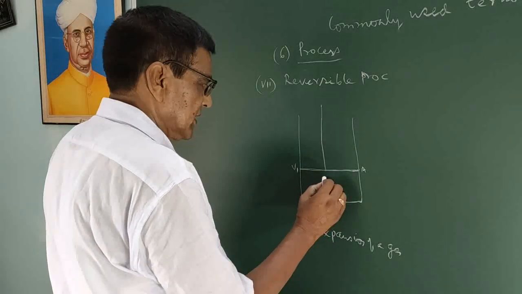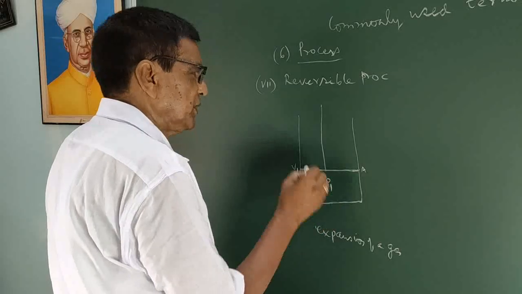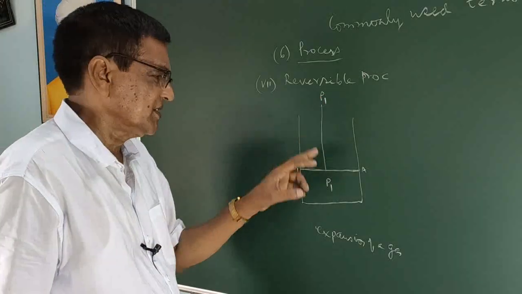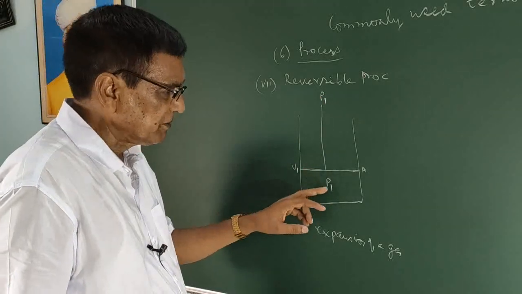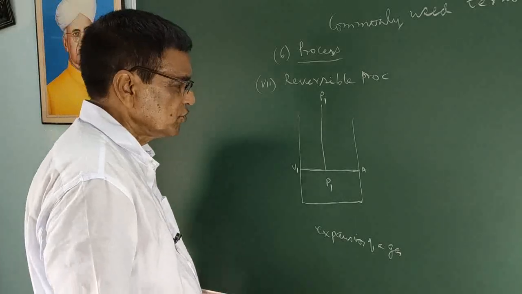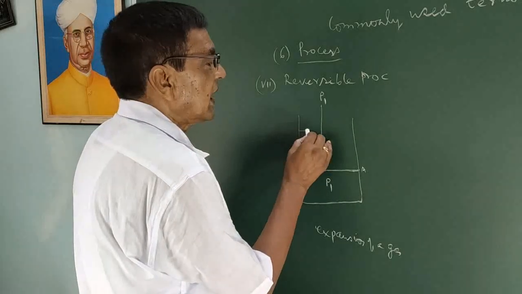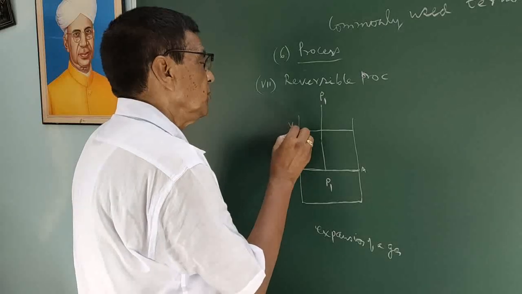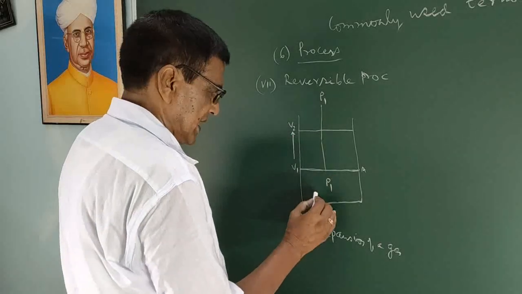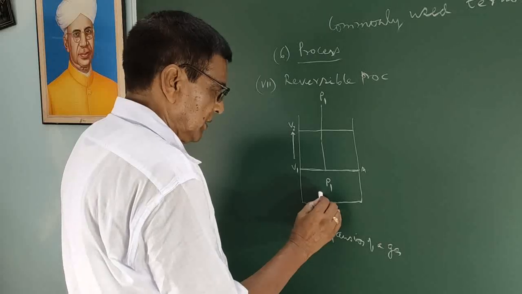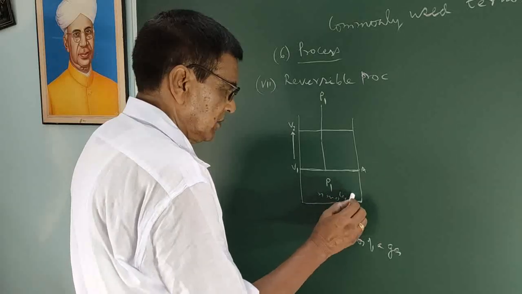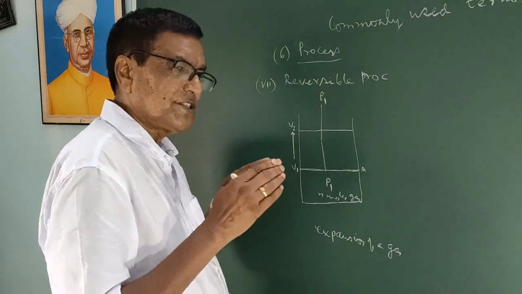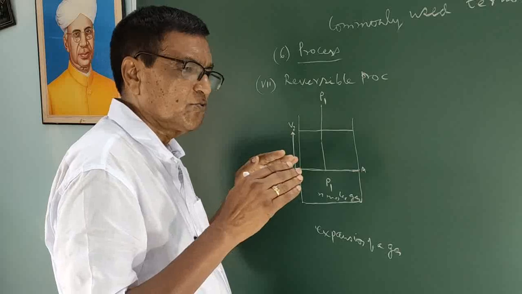If the pressure of this gas is P1, then the external pressure is also P1. This is the internal pressure, this is the external pressure, which is the opposing pressure. Suppose we would like to have a change from volume V1 to V2 of this gas, say n moles of gas. Then how does the V1 to V2 change occur?